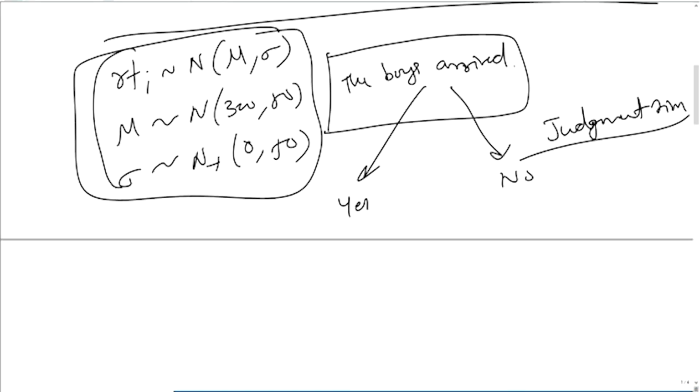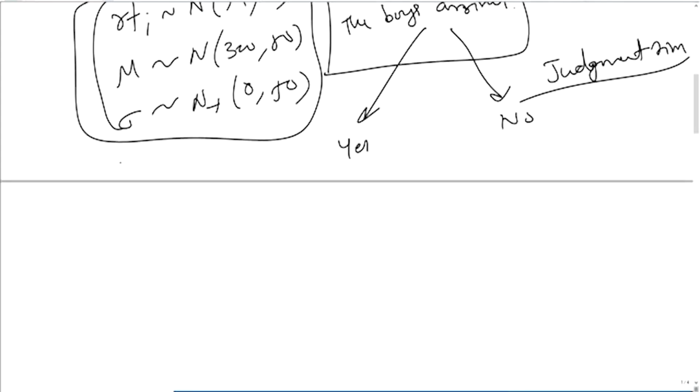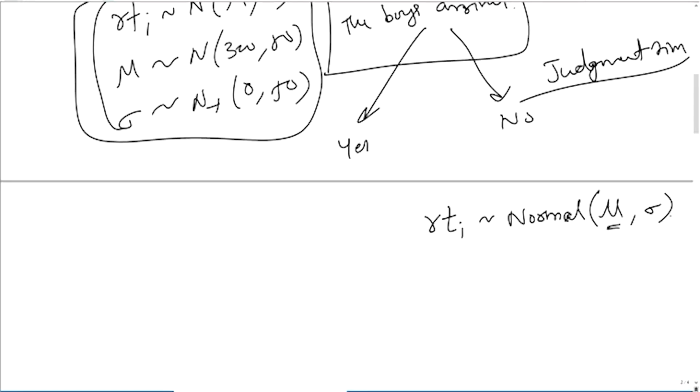Okay. So let's see. What you have assumed is this, that reaction time or judgment time in the ith trial comes from a normal distribution with mean judgment time mu. So this is the judgment time of the entire population whenever they see this particular type of sentences, and sigma. I is indicating the ith trial, by the way.